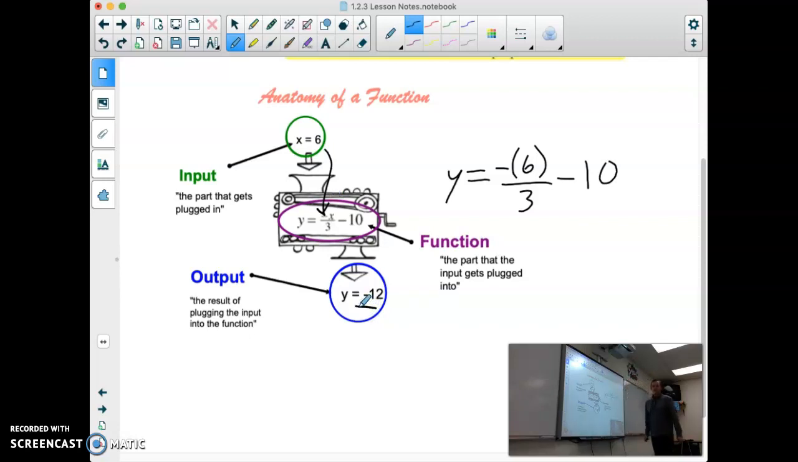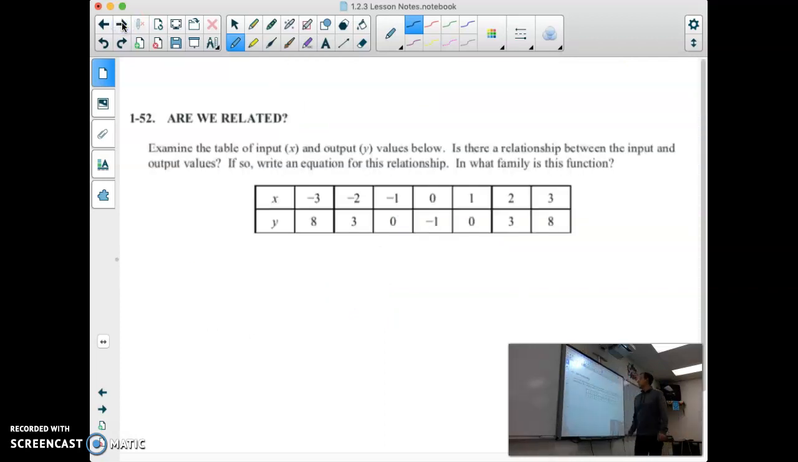Today we're going to add to that just a little bit, but first we're going to start by looking for relationships between some data here. So if we look at this table of our x inputs and our outputs, which are the y values below, what is the relationship between the input and the output values? If we can, we're going to try to write an equation for this relationship. And what family is this relation, or is this function?